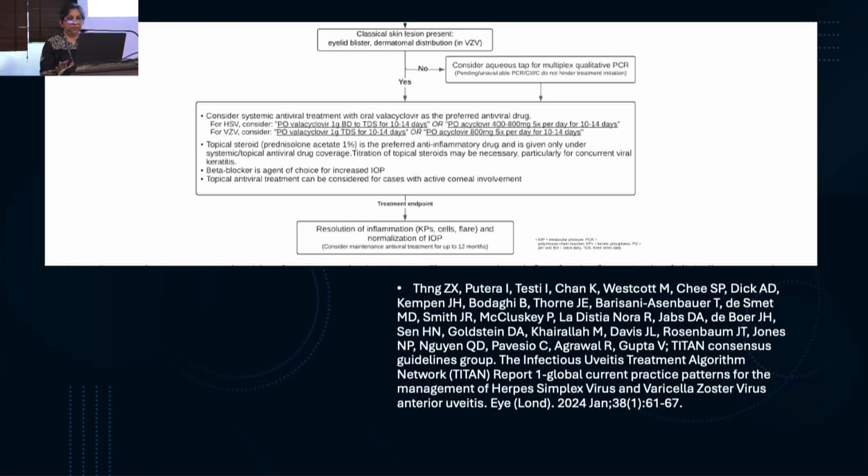If you don't have these typical features, you can go for an AC tap and send it for multiplex PCR. And your treatment consists of mainly systemic antivirals. We give Valacyclovir 2 grams to 3 grams per day for 10 to 14 days. And to control the concomitant inflammation, you have to use Pred Forte, which is a preferred steroid. And if there is an active corneal involvement, you can add on the topical antiviral treatment. For recurrent or chronic cases, you have to keep them on maintenance therapy with Valacyclovir 500, OD to BD for anything up to 1 year, sometimes even longer.